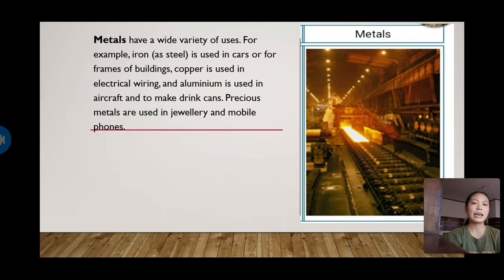So dahang gamit ang metals. Like sa example nga iron, magamit siya sa steel para sa cars and for buildings, and copper is used for electrical wiring, and aluminum is magamit siya for aircraft and to make drink cans.